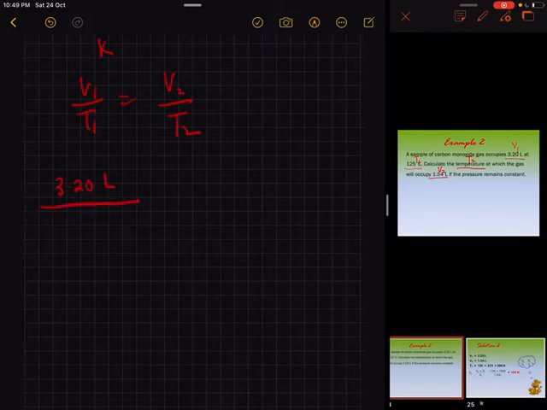Okay. So, now our T1 is 125 degrees Celsius. So, what you have to do first is convert this degree Celsius into Kelvin. Right? So, 125 plus 273.15. Okay, so get your answer in Kelvin here for T1. And then you insert into the formula given, into the formula above.